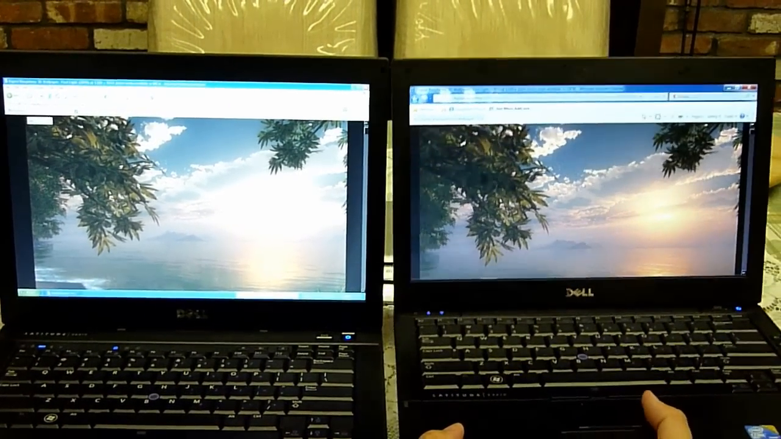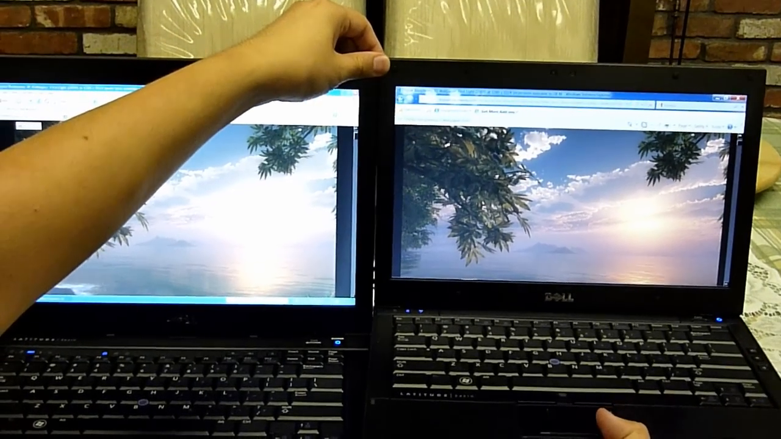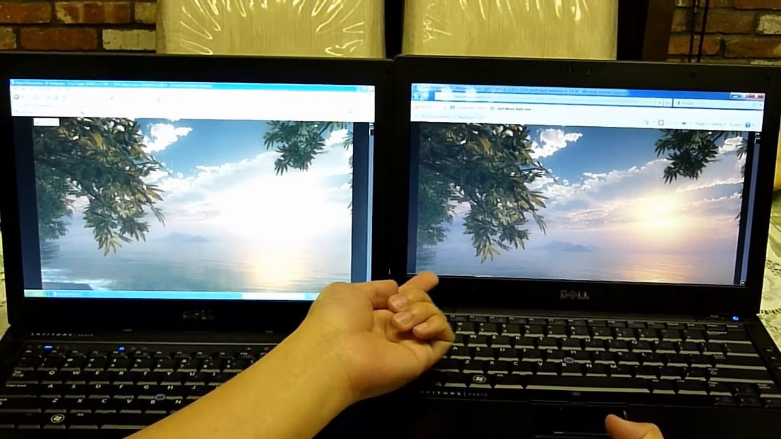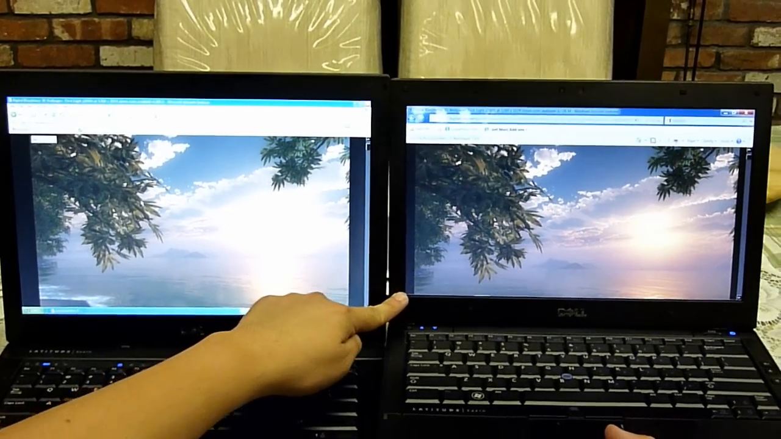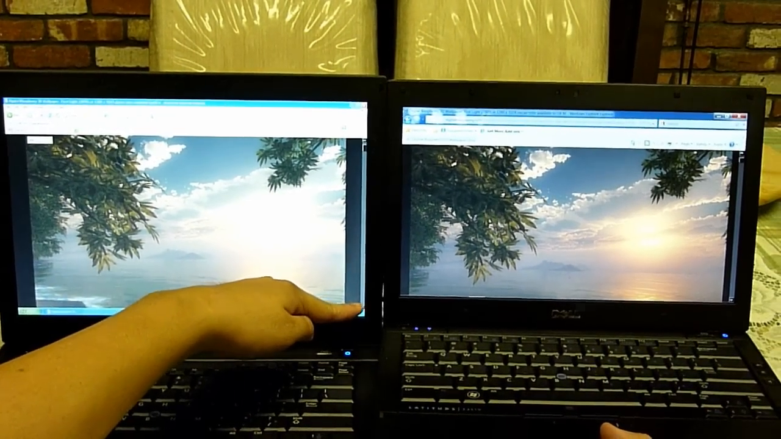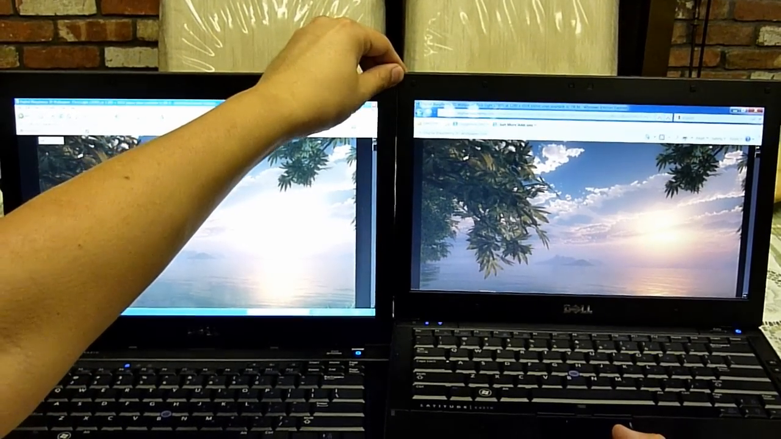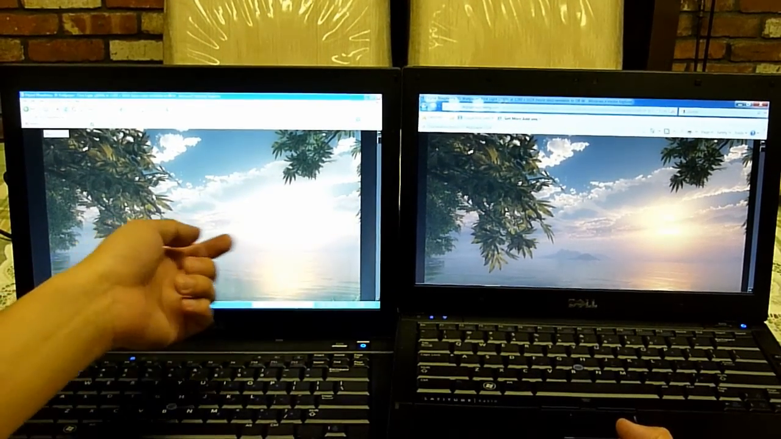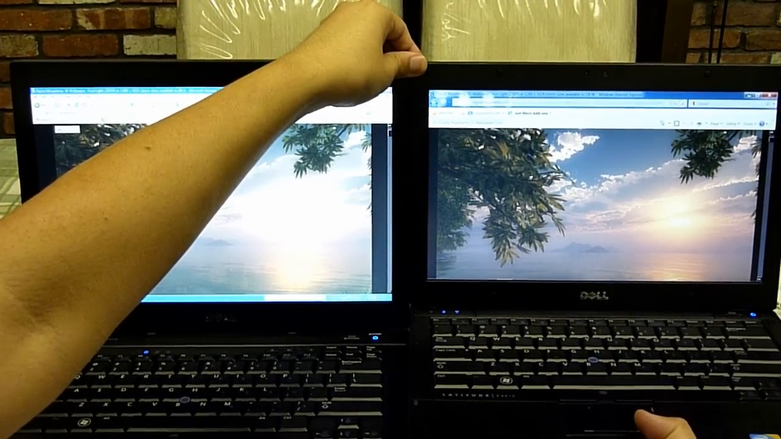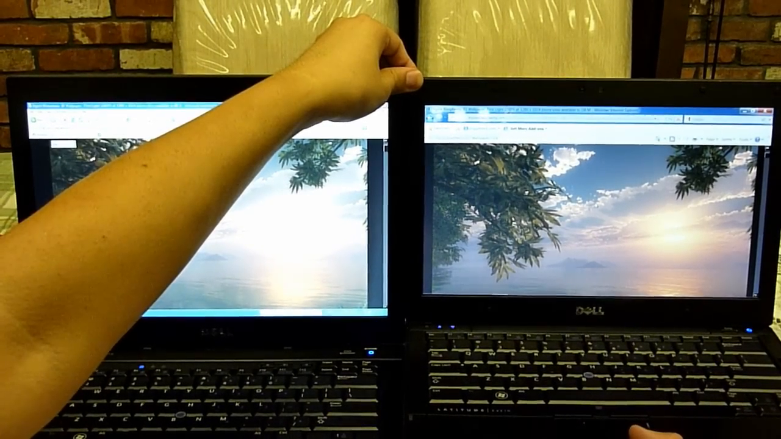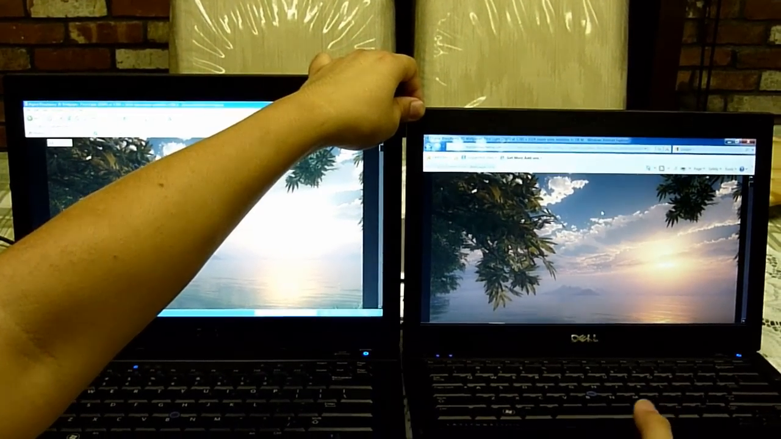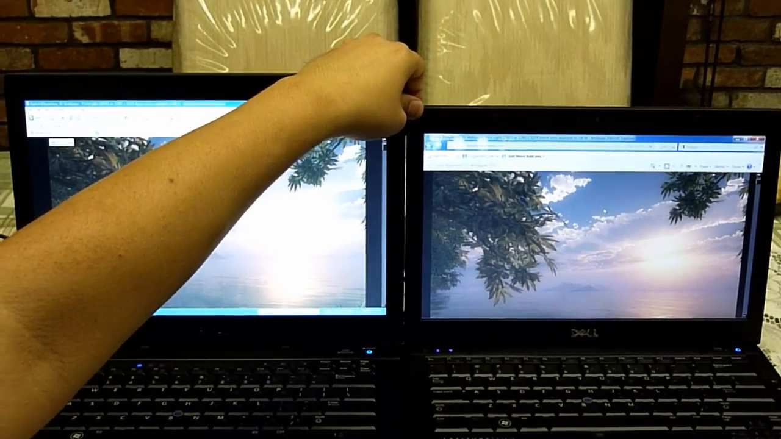Also, you'll notice here, I'll try to hold them the same height, the difference between 16 by 10 and 16 by 9. 16 by 9 is already cut off here. So you lose a good amount of pixels vertically by going to 16 by 9 on the E4310. So unfortunately they went 16 by 9, so you lose some vertical real estate. So for web browsing, web pages, or Excel or Word documents, you're going to have to do a little bit more scrolling.